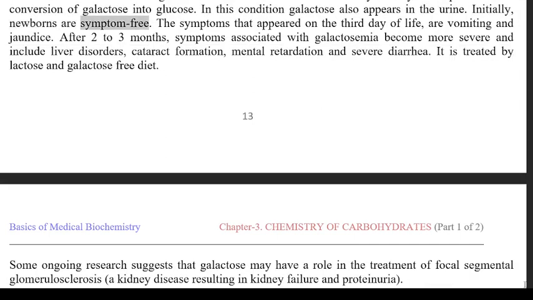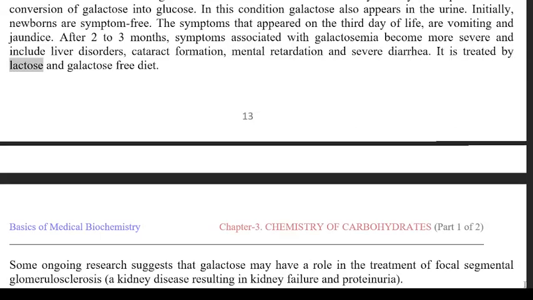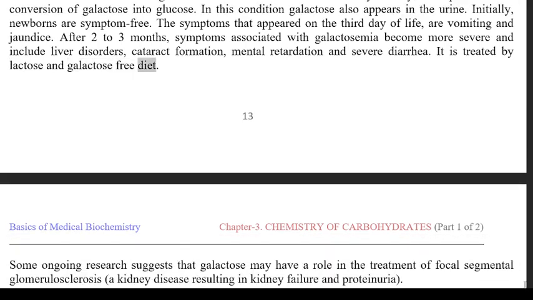Initially, newborns are symptom-free. The symptoms that appear on the third day of life are vomiting and jaundice. After 2 to 3 months, symptoms associated with galactosemia become more severe and include liver disorders, cataract formation, mental retardation, and severe diarrhea. It is treated by a lactose and galactose-free diet. Some ongoing research suggests that galactose may have a role in the treatment of focal segmental glomerulosclerosis, a kidney disease resulting in kidney failure and proteinuria.